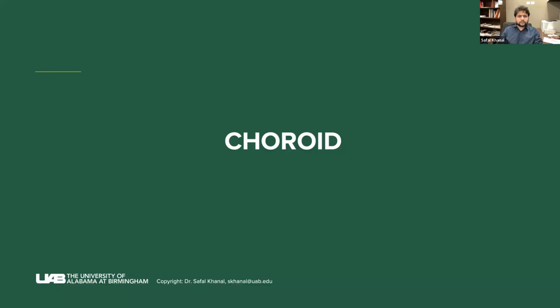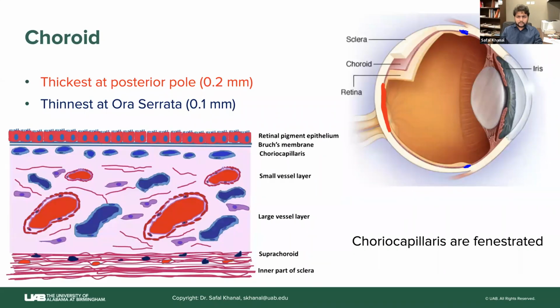Let's look at the choroid. It is another pigmented layer at the back of the eye, thickest at the posterior pole right here, and it is thinnest at the front, the anteriormost termination of the choroid, where it connects with the ciliary body at the ora serrata, where it is 0.1 millimeters.